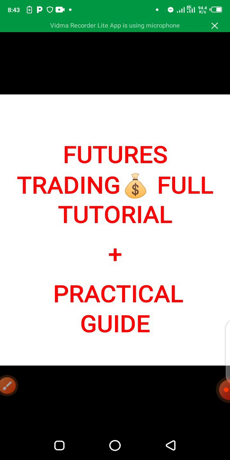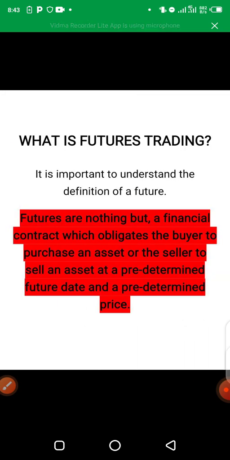Then let's get started. So, what is futures trading? It is important to understand the definition of a future. Futures are nothing but a financial contract which obligates the buyer to purchase an asset or the seller to sell an asset at a predetermined future date and a predetermined future price. That predetermined price is known as the entry price. When you get to the practical session, you are going to understand that much better.